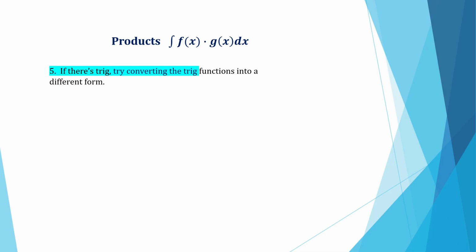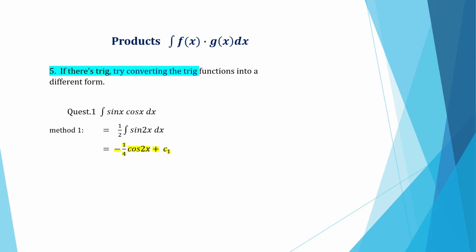Now, if our product is made up of trig functions, something else we might need to do is to convert the trig functions into a different form. We'll have a look at a couple of questions. This first one. Hopefully you'll spot at least one way of doing this problem. The integral of sine x times cosine x. The first method is to recognize it's a half of sine 2x, which we can integrate straight away.